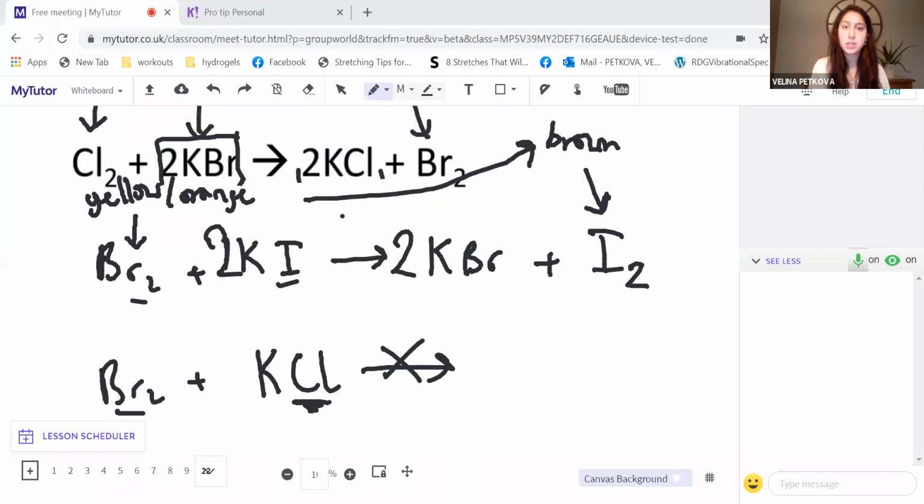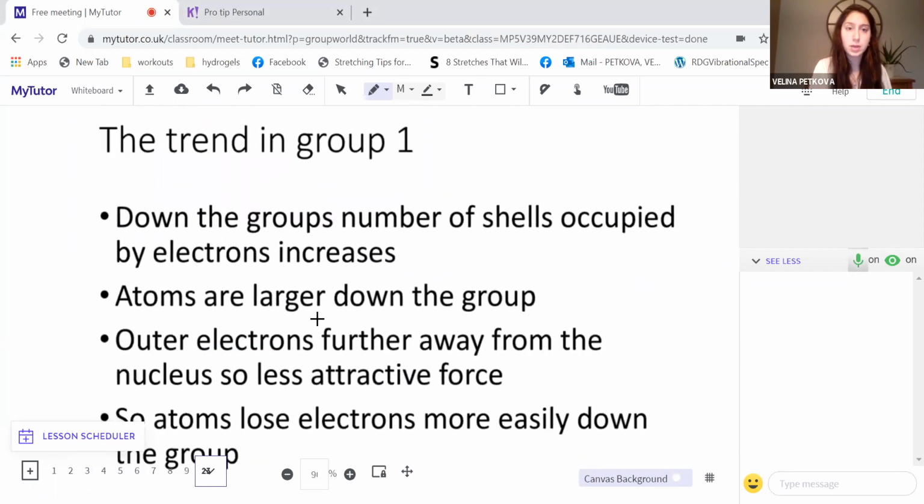Why does reactivity increase down the group? So we're going to see that now. So that's group 1. So let's look at our trends. So trends down the group in group 1.